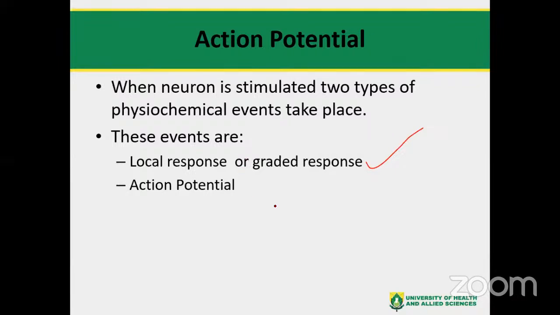So we have two physiochemical events that occur when a neuron is stimulated. That is graded potential and action potential. We're going to take each of them, one and two, and look at them.